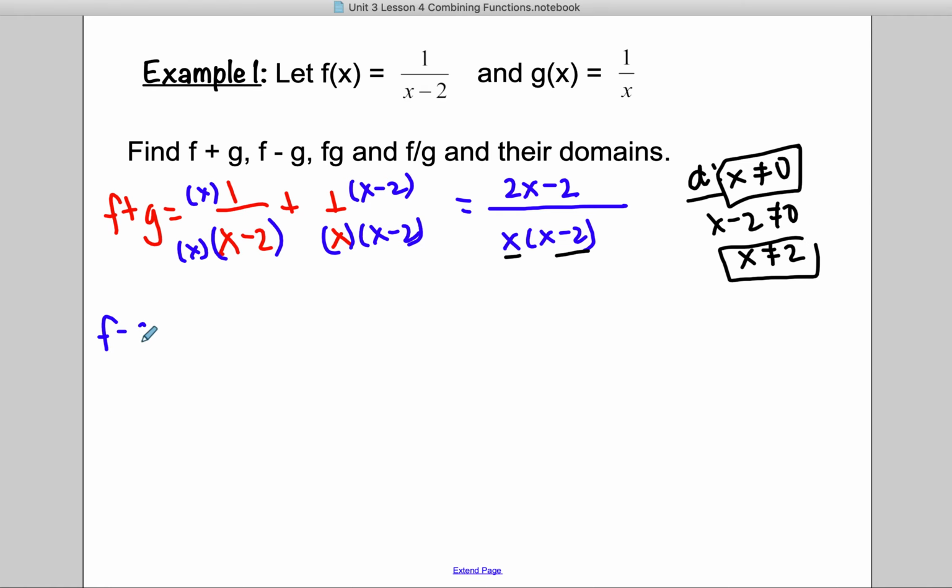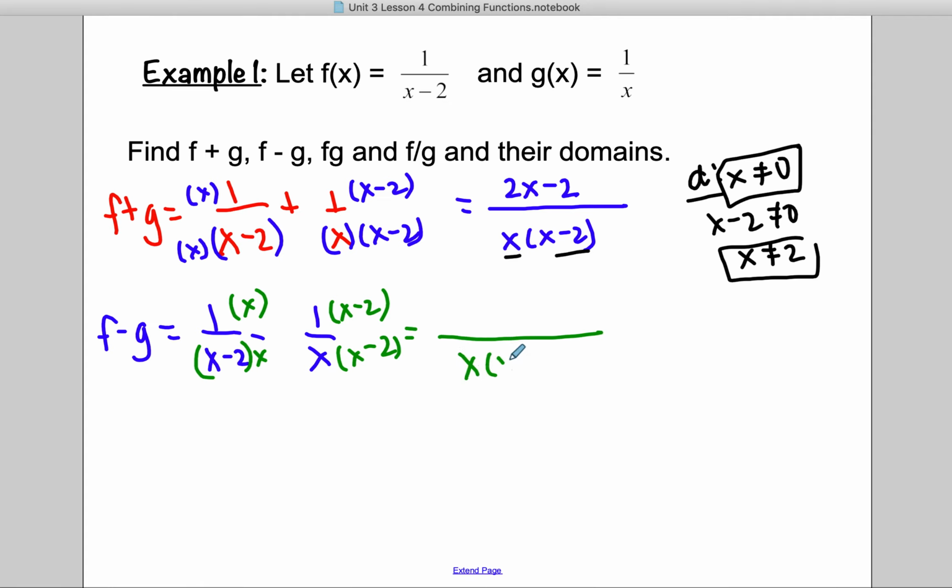F minus g. I'd have 1 over x minus 2 minus 1 over x. Same thing here. I need to get a common denominator. So times this one by x, times this one by x minus 2. And now here you got to be careful. Because we are subtracting, you need to distribute that negative to both things. So I'd have x minus x plus 2. Your x's would cancel, and you would be left with 2 over x minus 2.